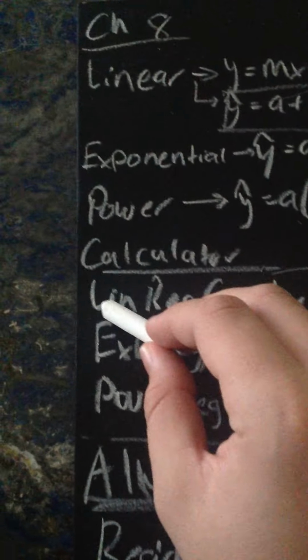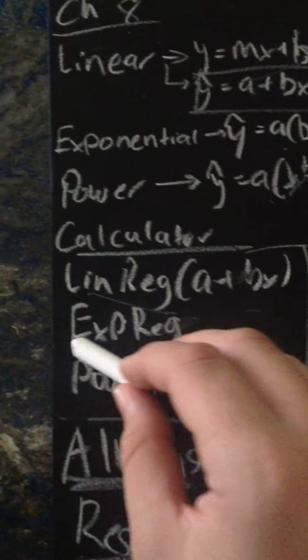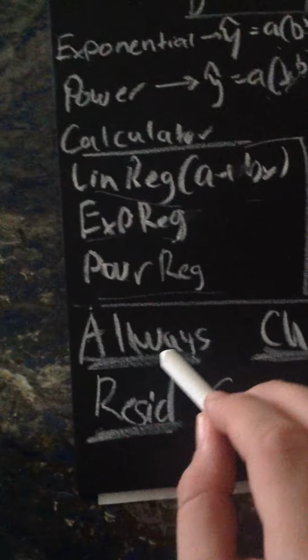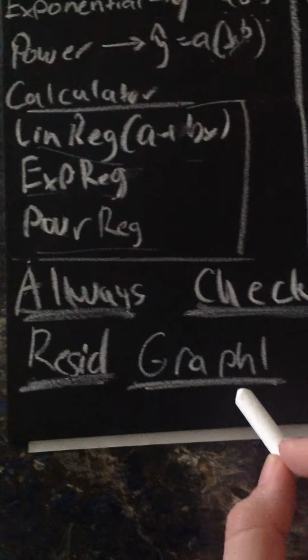In the calculator, all you're going to use is the linreg function, a plus bx, the exponential reg function, and the power reg function. And you're always going to check your residual graph, as you can see here, to figure out which function is the best.